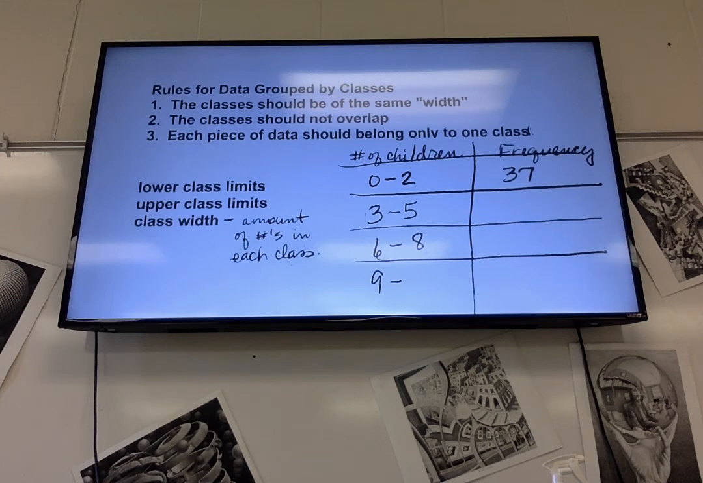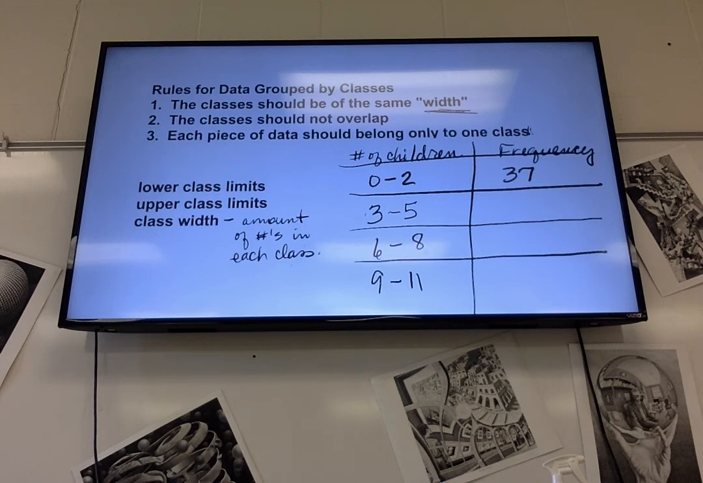No, it still has to be the same width. So I have to include 11. 9, 10, 11. Even though there's only one 9, and there's 10s and 11s, the classes have to be the same width. So I can't have one just being of one number.